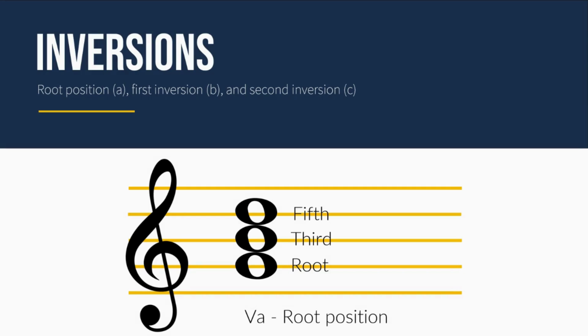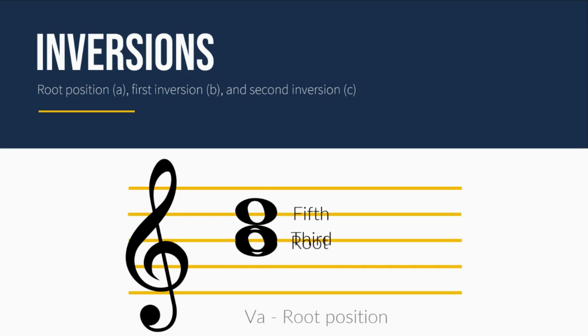As discussed previously, all triads are made of 3 notes stacked in thirds. In this example, we have a G major chord, chord 5A, in the key of C major, written in its root position. We say that it is in root position simply because the root note G is the lowest sounding.